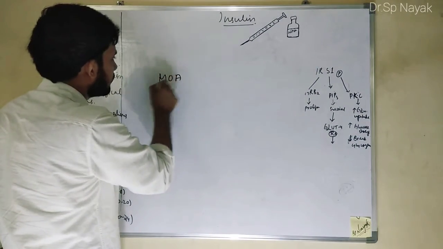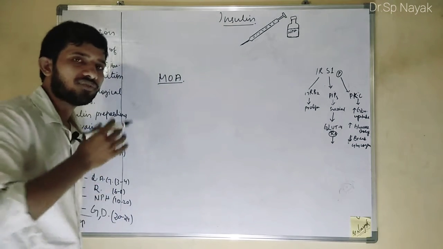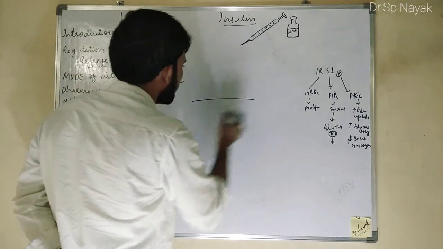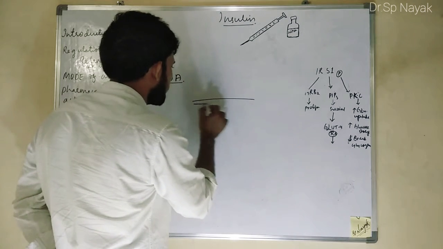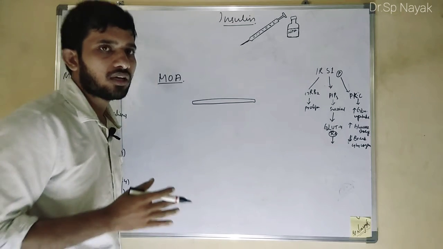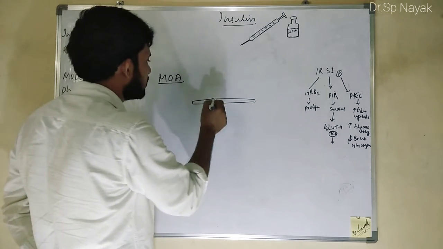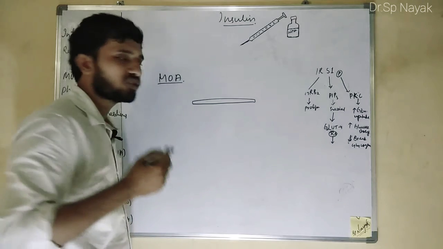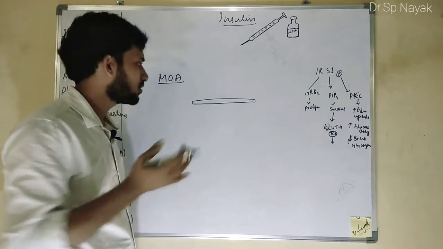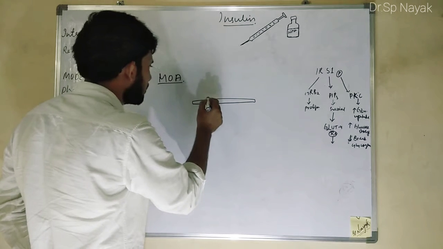Mode of action of insulin. So this is a very, very important concept. Consider this is a typical cell membrane, and every cell membrane has insulin receptors. The insulin receptor is a tyrosine kinase receptor, and we have many types of receptors. Among them, tyrosine kinase receptor is one type.